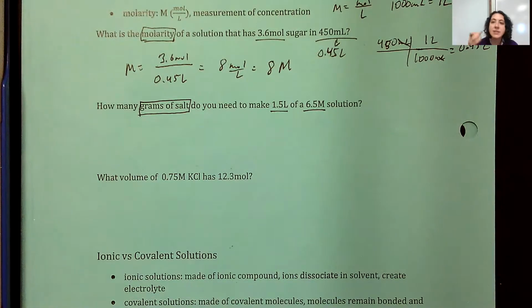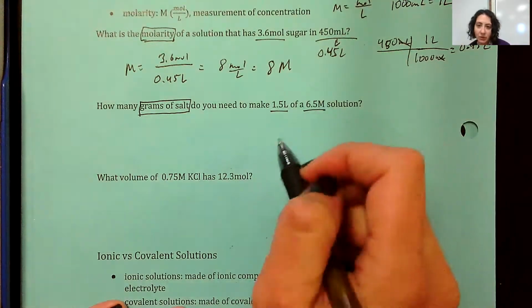So I need to actually physically make the solution. I have salt, and I need to add water and figure out how many grams of salt I'm going to need. So for this one, let's do this in a slightly different way. Let's try solving this one in a pure skeleton method. We'll see if you like it. You could still solve for this.